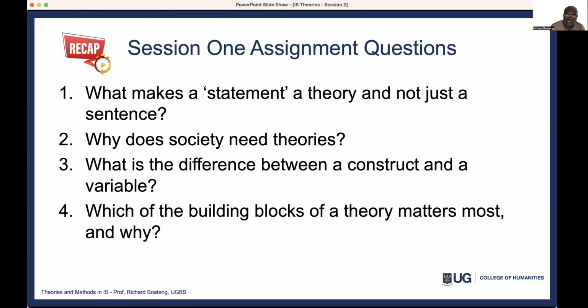What's the difference between a constant and a variable? Which of the building blocks of a theory matters most and why? We'll be discussing that in our tutorial session this Saturday.